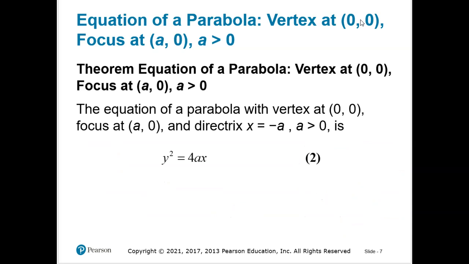But when it's reversed and y is squared and x is not squared, then that's just going to go left or right depending on the sign of a. All right, if a is positive, it opens to the right like this. If a were negative, it would be flipped over and it would open to the left.